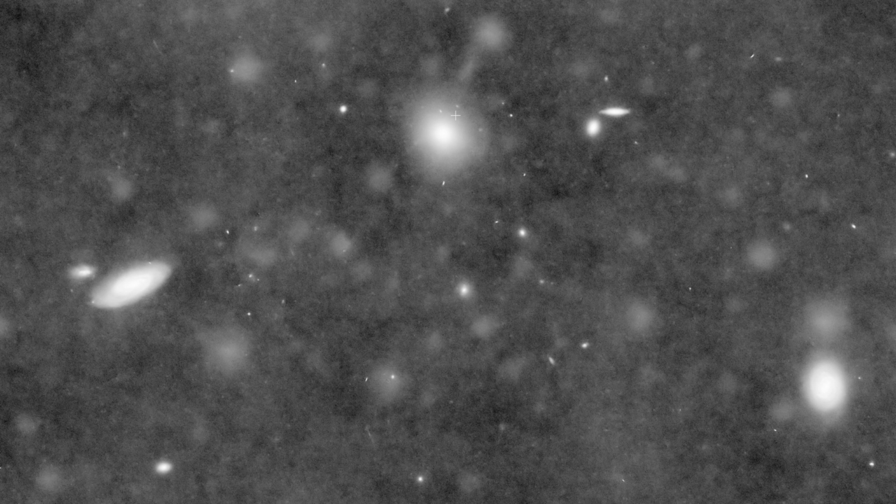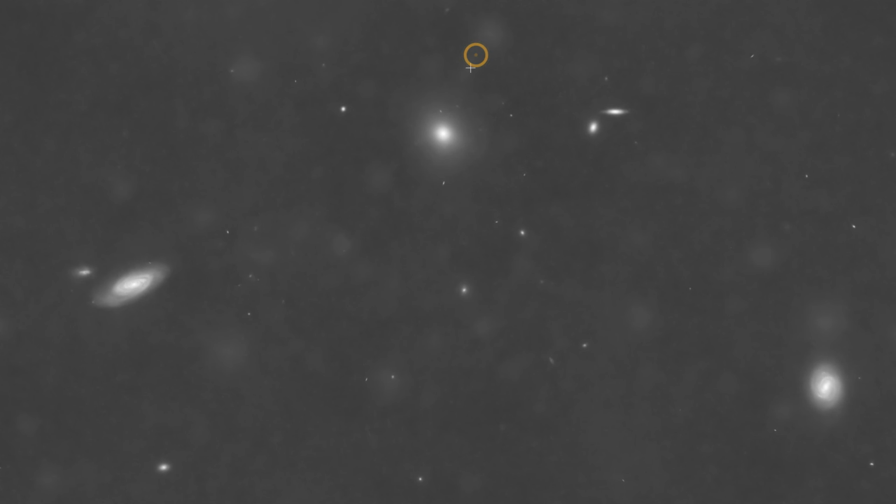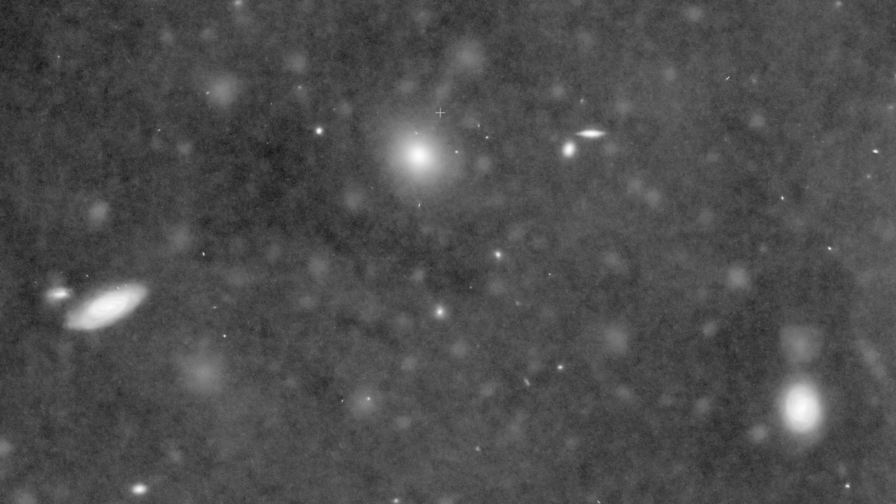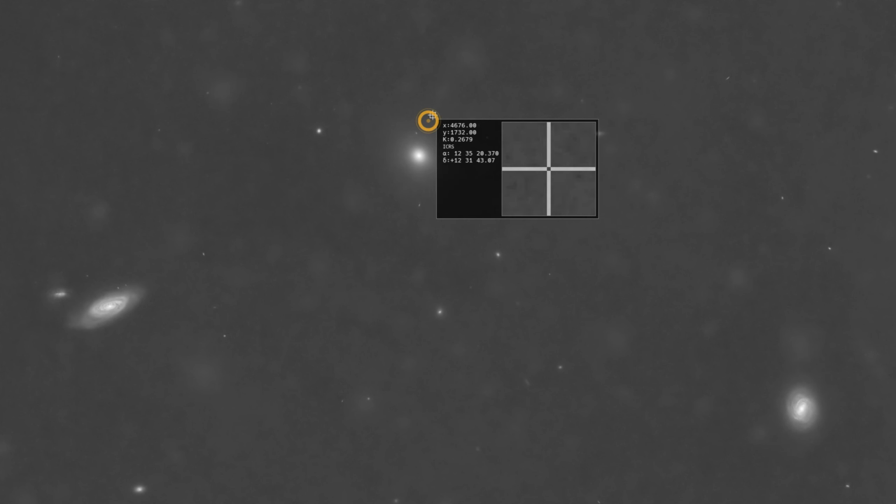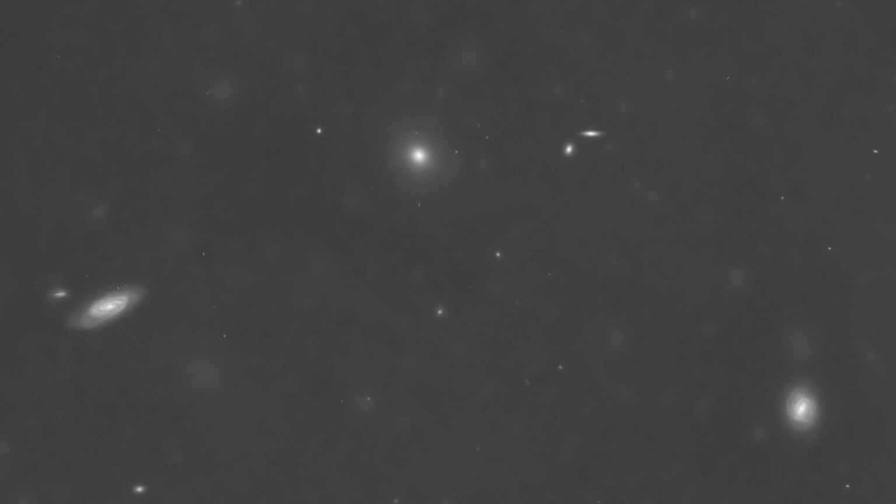It is present relatively strongly here in red. It's also present in green, although a little bit less so. And then in blue, it's much fainter, suggesting that it's mostly comprised of older, redder stars. It's not imaged very often. It is hard to tease out of the background.